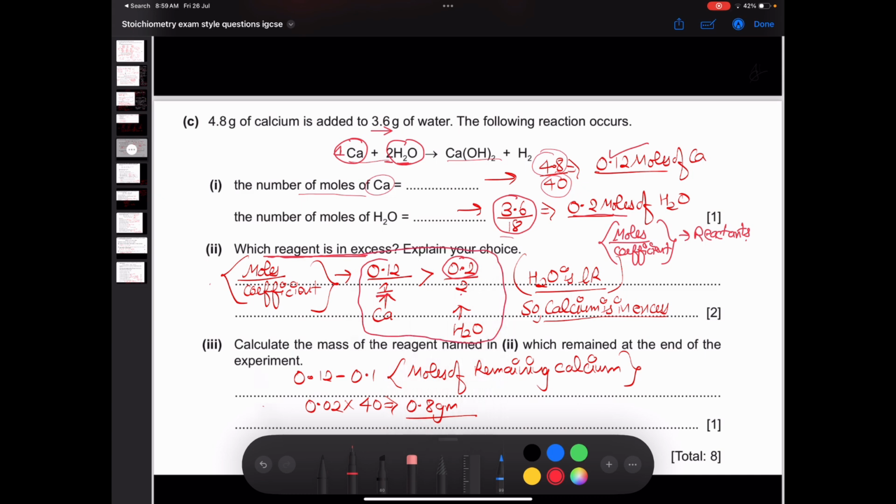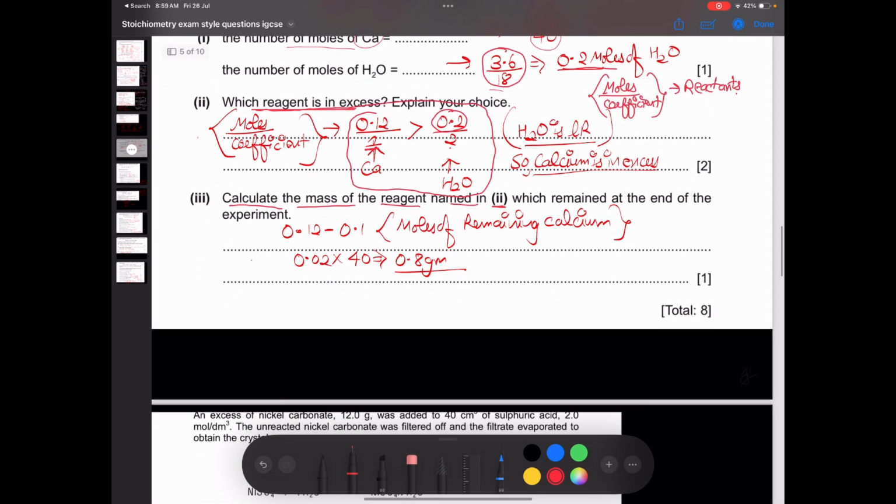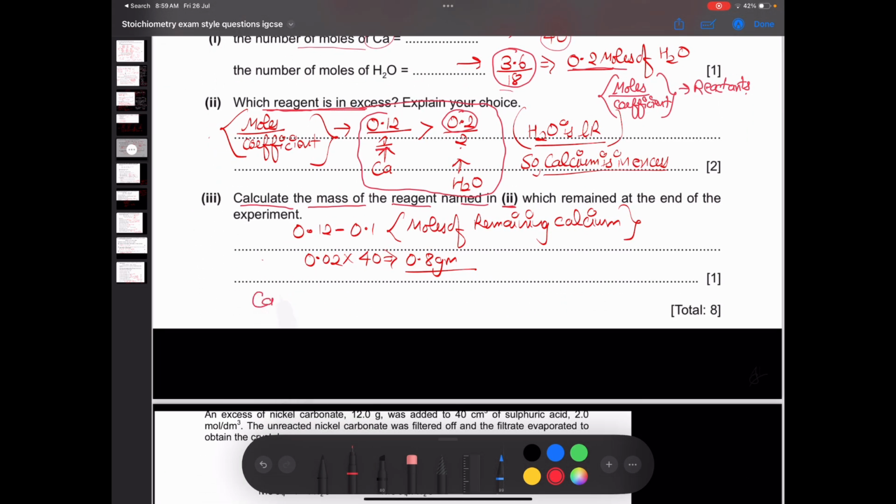Okay. Now calculate the mass of the reagent named in part 2, which remained at the end of the experiment. What they are trying to ask you here is that if you are reacting calcium with H2O, some amount of the excess reagent will be remaining, right? So they're asking you that amount. After the reaction is finished, some amount of the reactant is always remaining in excess. That is why it is named excess.